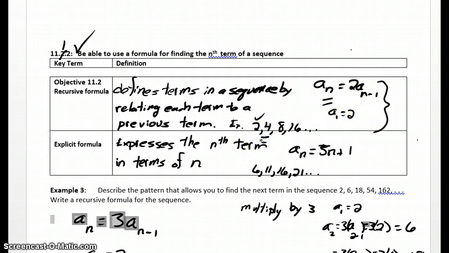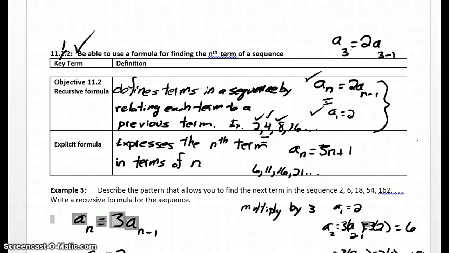To find the third term, a sub 3, I'm going to have to take 2 times a sub 3 minus 1. Well, 3 minus 1 is 2. A sub 2, we already know that. The second term is 4. So I'm going to take 2 times 4, and that's going to give me the number 8. And we can just proceed along the same thoughts. That's a recursive formula. Remember, the recursive formula has two parts. The part that relates two successive terms and whatever you're going to start with.